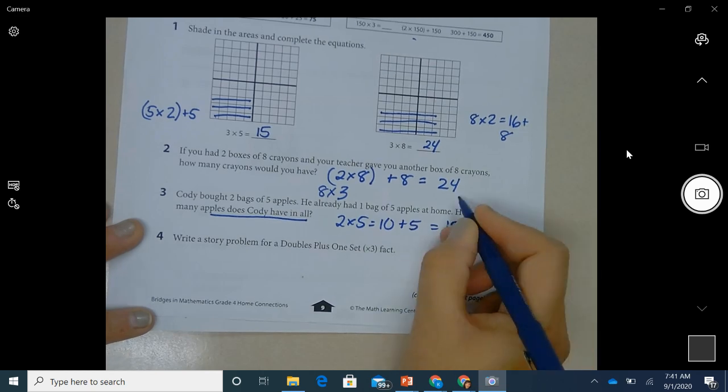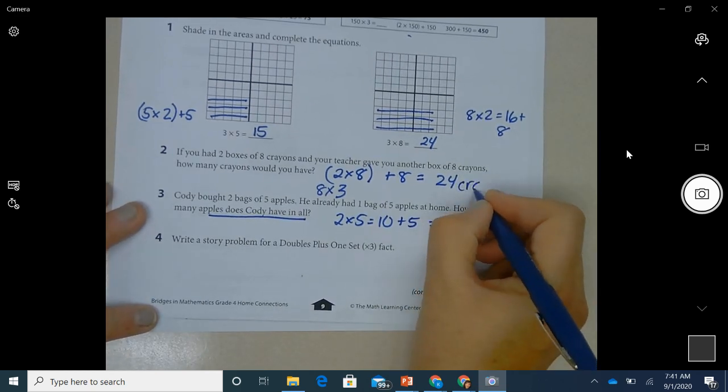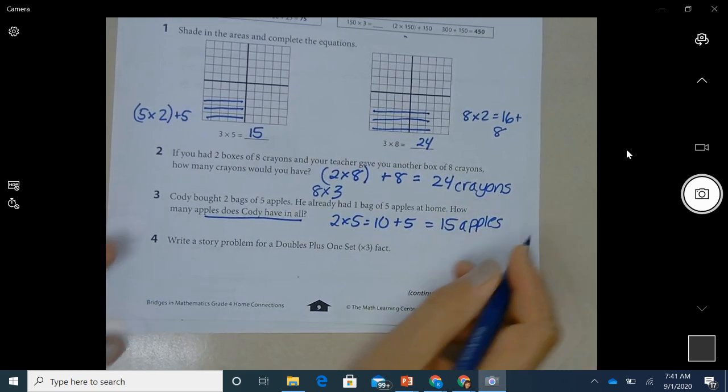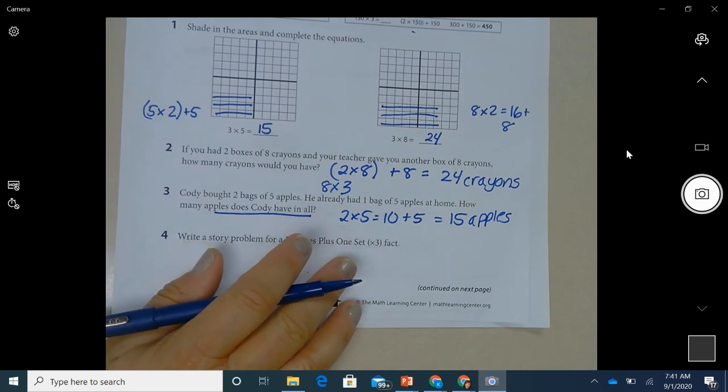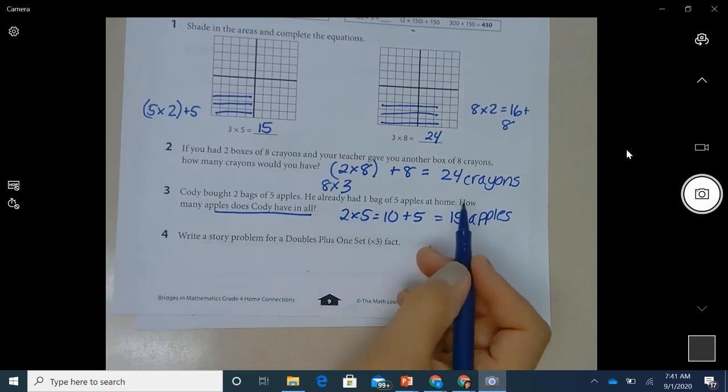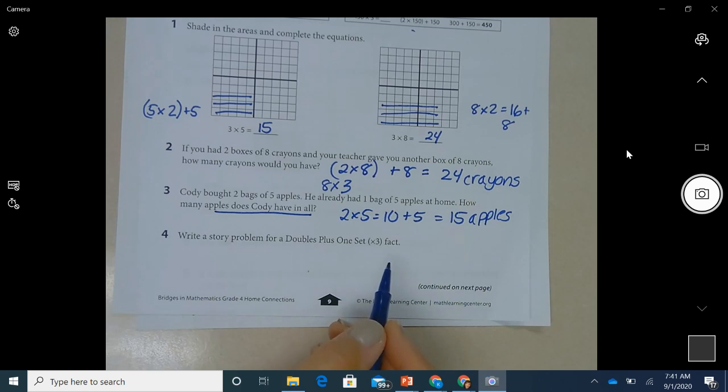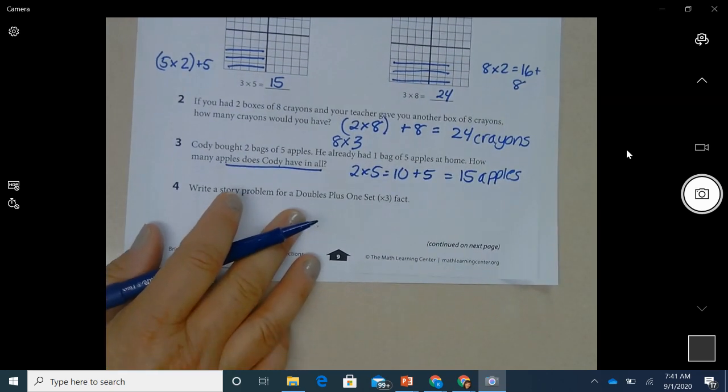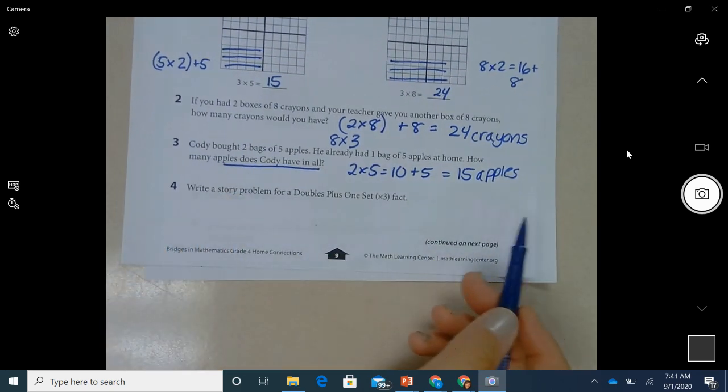Oh, and up here I forgot to label that this is 24 crayons. I really appreciated looking at the math pages that you guys turned in and seeing that you're labeling your answers. So that's a great thing to do because then we know how many of something.